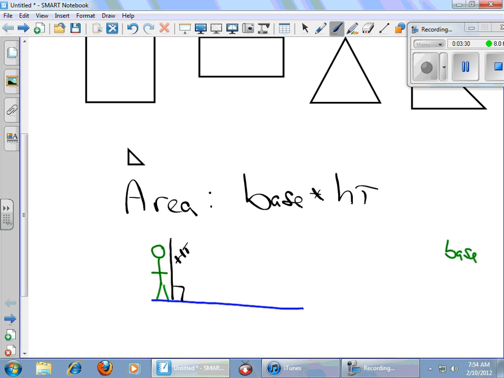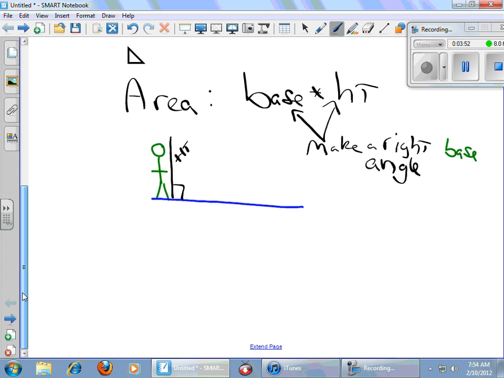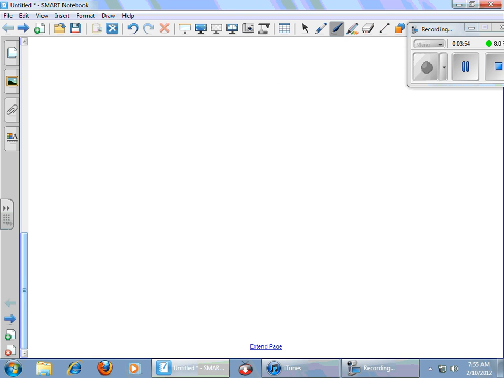Base and height always make a right angle. In fact, you could say they are perpendicular. Perpendicular means two lines or two segments that come together at a 90-degree angle. So they make a right angle. They're perpendicular to each other. That is the key to doing area.